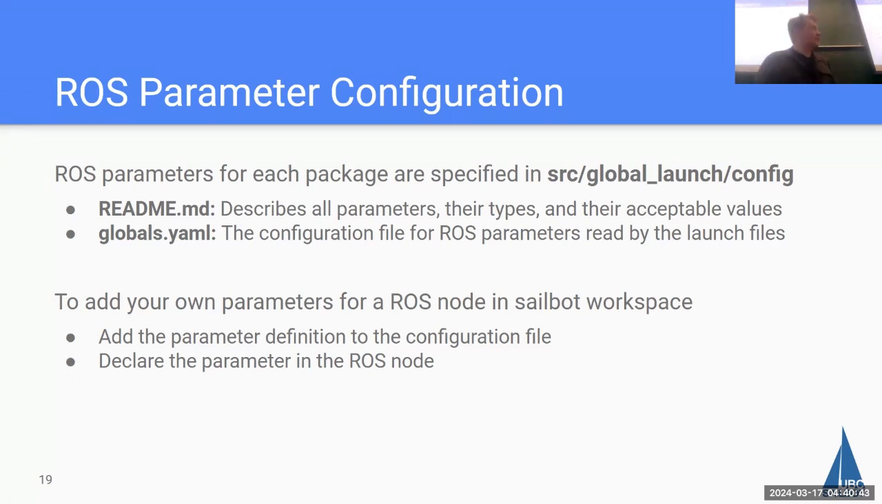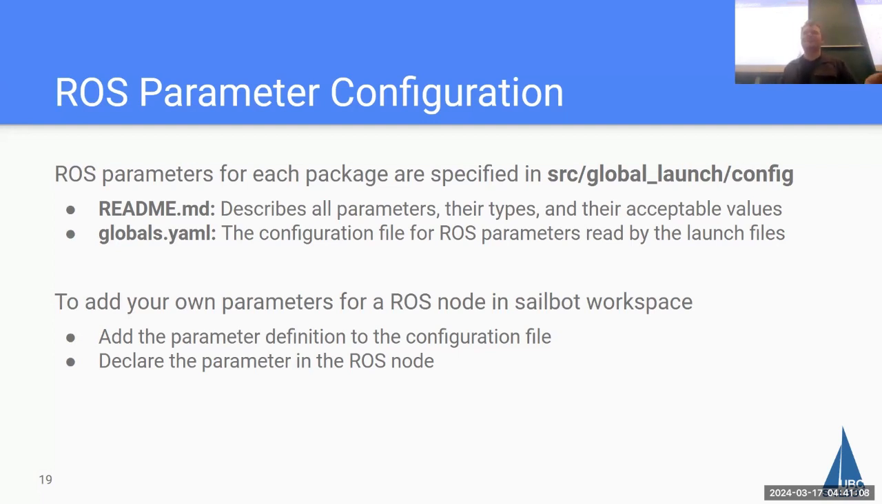And then, if you want to add your own ROS parameters, which inevitably you will, because you're going to find that there are just some things that you want to configure, all you have to do is add the parameter definition to the configuration file, declare it in the ROS node, and then also, I didn't put this as a point here, but make sure you also document it in the README file so that others know how to use the parameter that you just added.